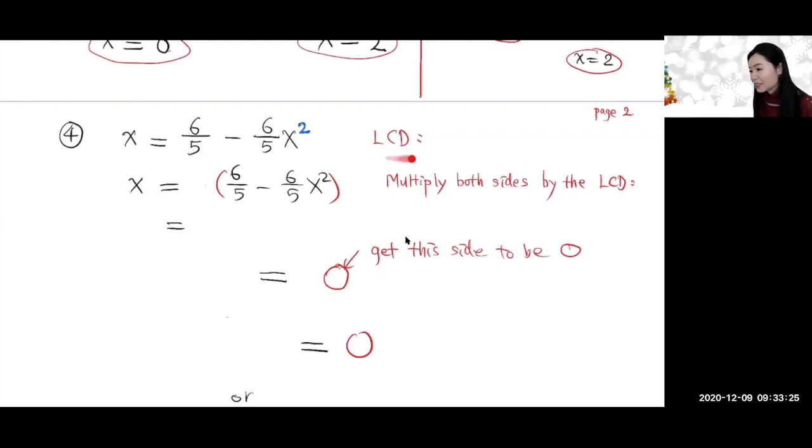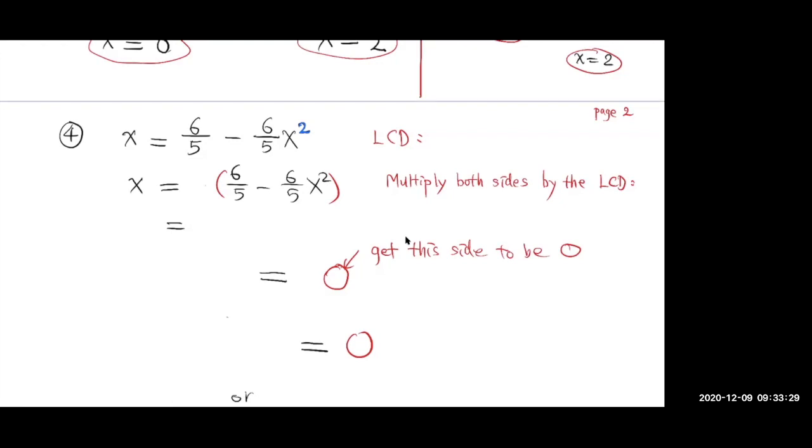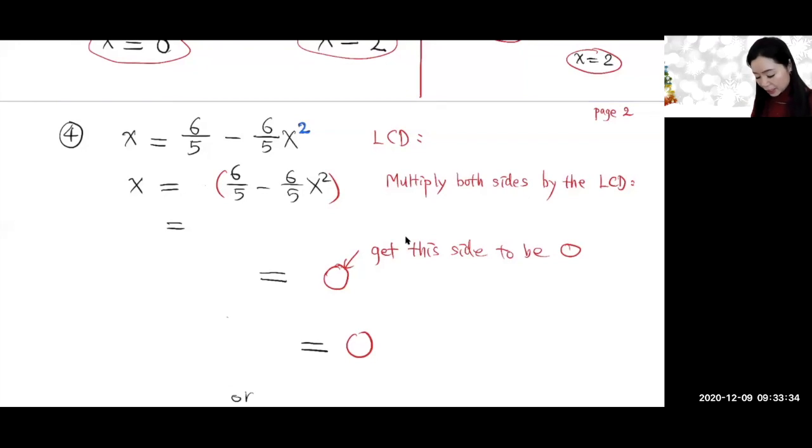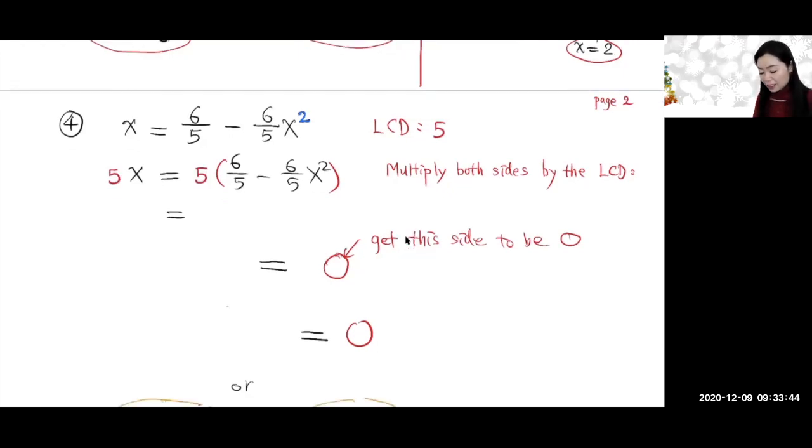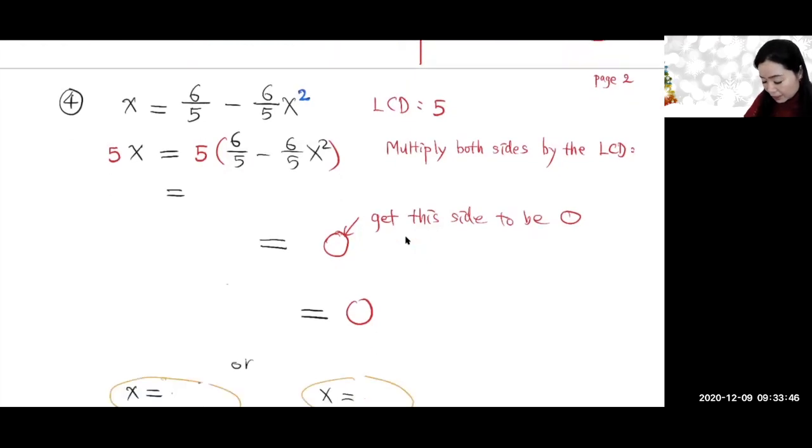So what's the LCD here? 5? Yes, you got it, okay? So LCD here is 5, okay? So we're gonna multiply both sides by 5. So 5 times the left side, 5 times the right side, okay? Now by doing this, we end up with 5x on this side. Over here, 5, you will distribute, right? So distribute over here. Okay, so you get 6 minus 6x squared, right?